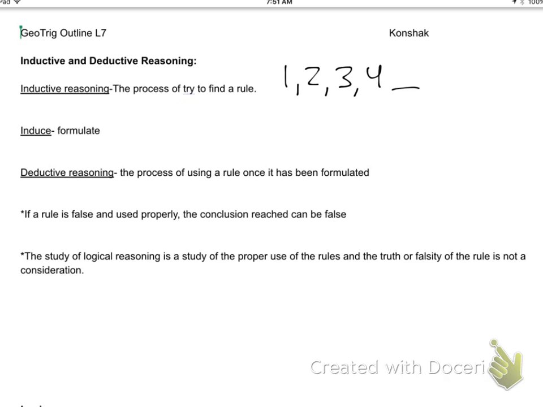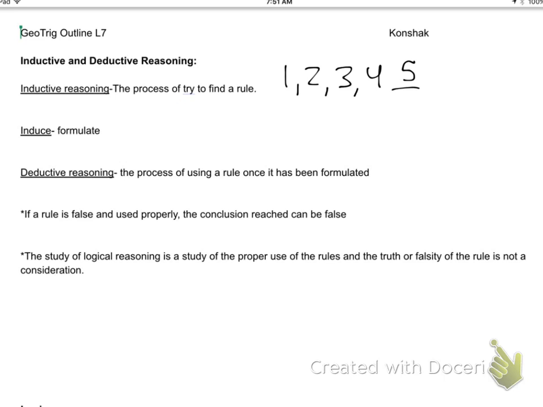What's the rule, do you think, that's happening between these numbers? Going up by 1. Add 1. So then the next number will be 5. So to formulate is to induce. We are inducing a formula of add 1. We're formulating. So inductive reasoning. Okay? That is inductive reasoning.